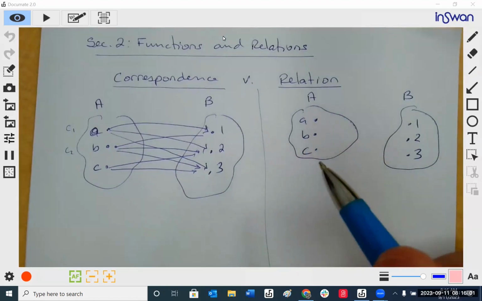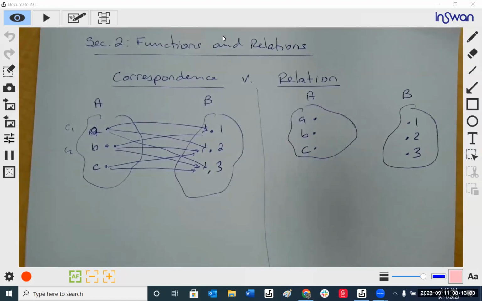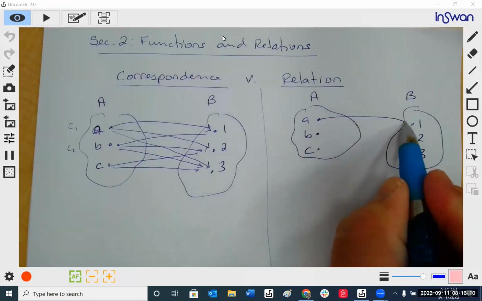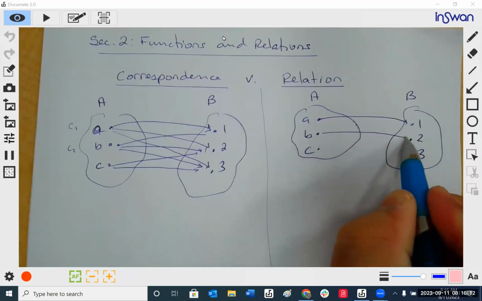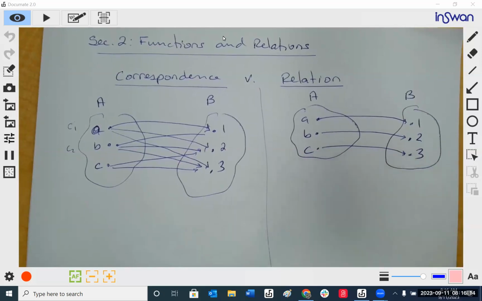A relation, like a relationship. If you're in a relationship, it's only you and somebody else. You hope. That's a relation. So what's the difference?